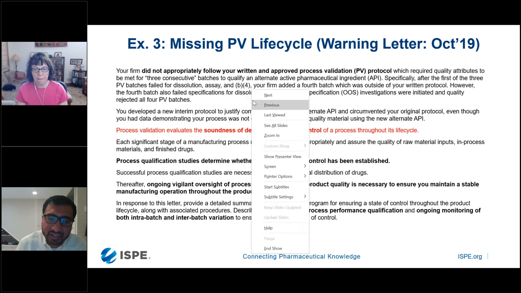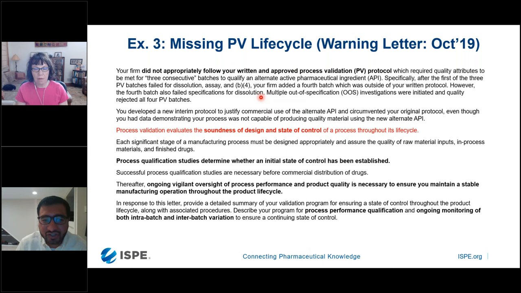They go on to say about each significant stage of the manufacturing process. So that's the other part, that the stages should be clear, and one should end and the other should start. And then finally, process qualification studies, the PPQs, or the confirmatory batches, whatever you call it, determine an initial state of control. And this is key over here. These are not the end all and be all by themselves. These just provide that an initial state of control has been established.